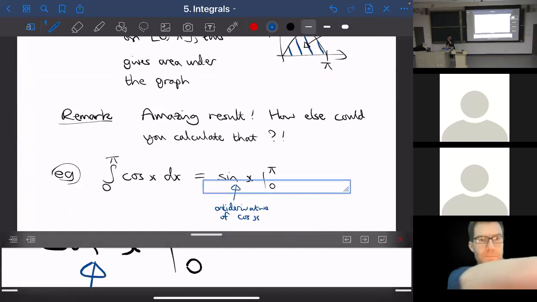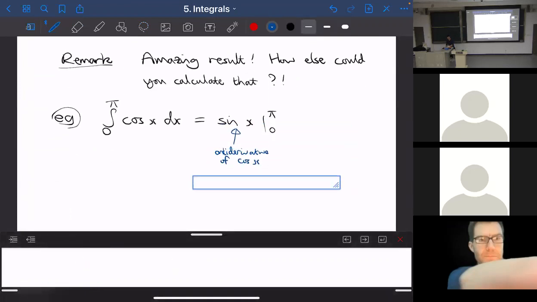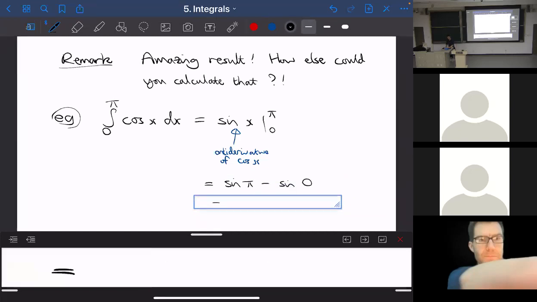So I'm writing this in the shortened form now. This is the way people usually write it when they're calculating. So sine x, with this vertical line on the right and the limits 0 and pi. And then that is by definition sine pi minus sine 0. And from the graph above, that's 0 minus 0.